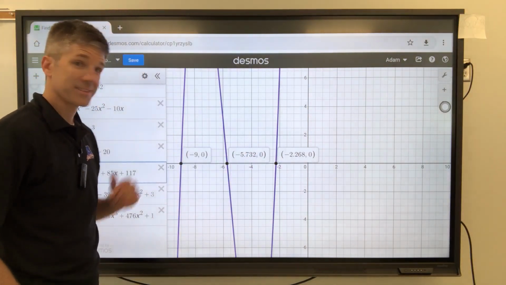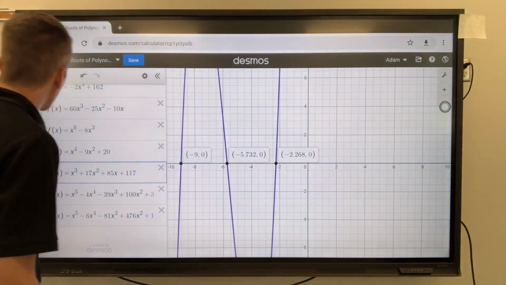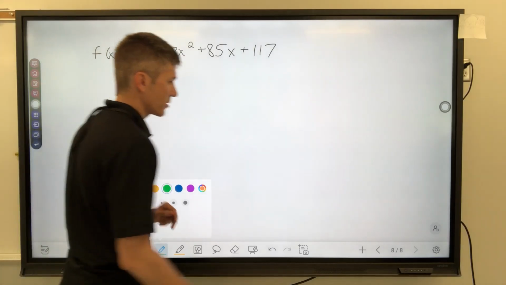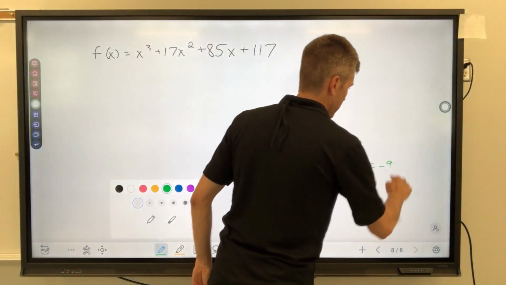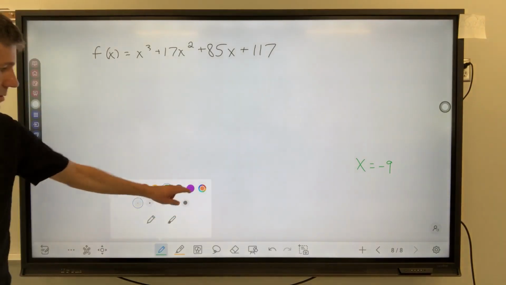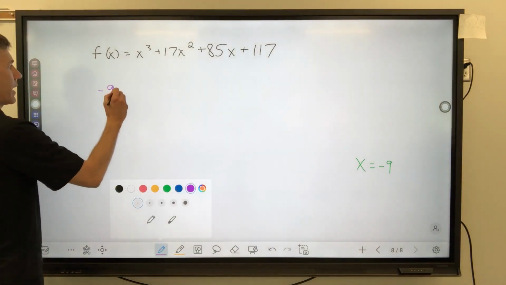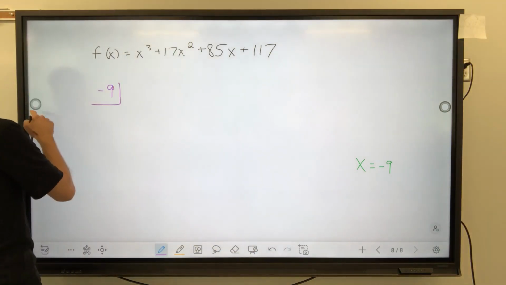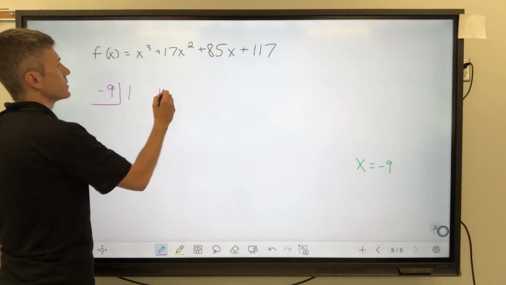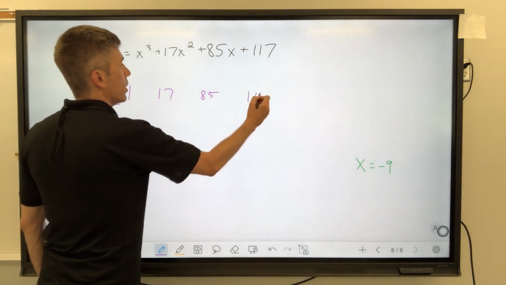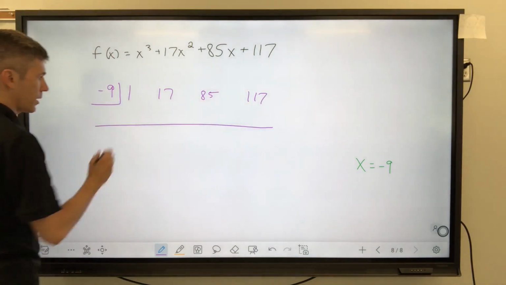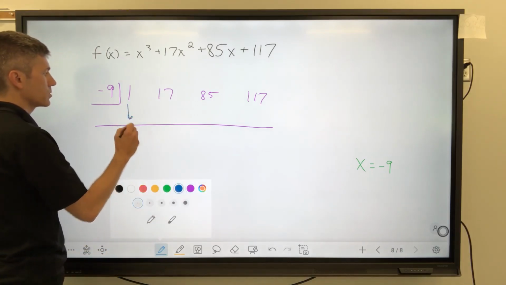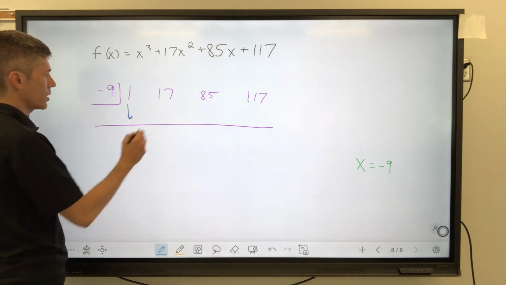But what we do know is -9. So let's divide the -9 out. When we divide the -9 out, our remainder had better be 0. So final answer so far is -9. We're going to switch colors. Let's go purple. And we're going to divide -9 out. There we go. Let's get that big thing out the way. So 117, 85, 117. All right. Switching colors for fun. Not green. That's the answer color. We use blue, so they run together. Bring down your 1, multiply.